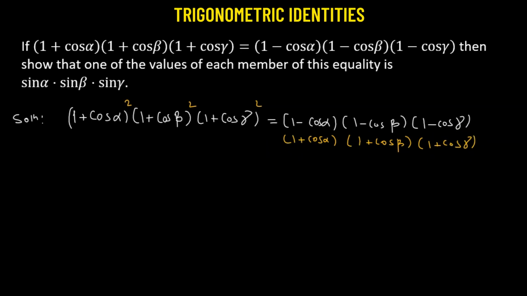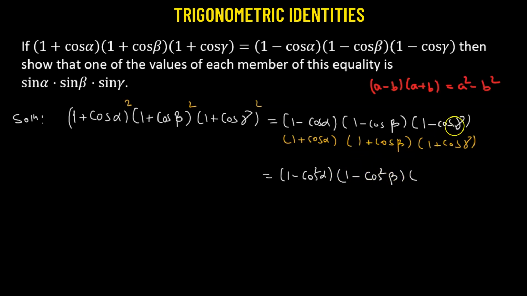Now we know that 1 minus cosine alpha times 1 plus cosine alpha is simply 1 minus cosine squared alpha. Here we are using the fact that the product of a minus b and a plus b is a squared minus b squared. We can also combine 1 minus cosine beta with 1 plus cosine beta, which gives us 1 minus cosine squared beta. And finally, we have 1 minus cosine gamma times 1 plus cosine gamma, so that's 1 minus cosine squared gamma.